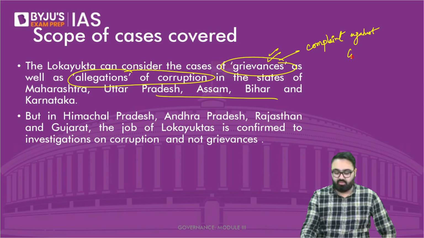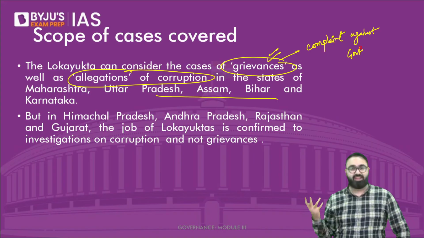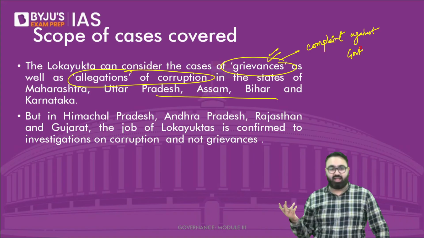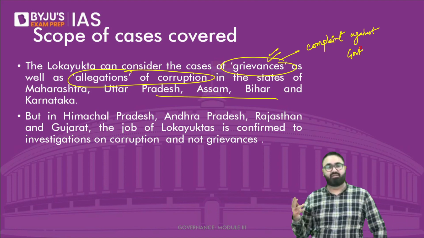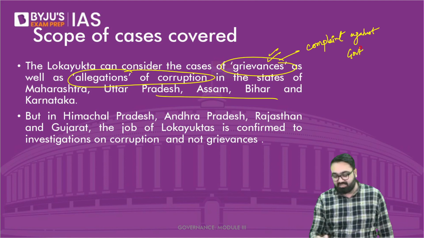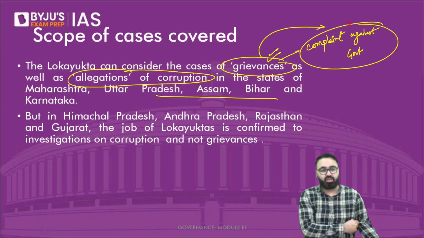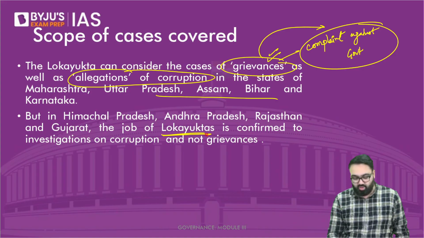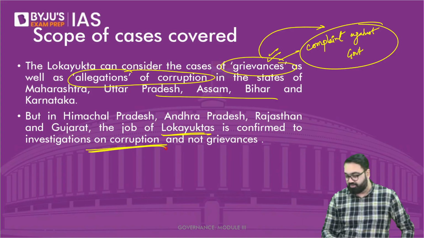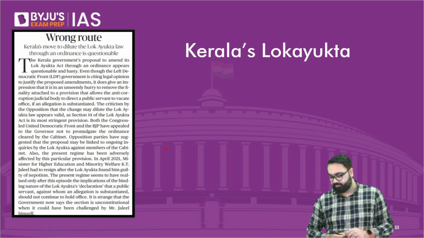Like, your water bill is very high, your phone bill is very high, electricity bill is very high, you are not getting your driving license, there's a delay in government service. So these grievances also, in certain states, can be registered with the Lokayukt, but not in all states. Most other states only allow the Lokayukt to investigate corruption and not grievances. So it depends on state to state how they go forward.